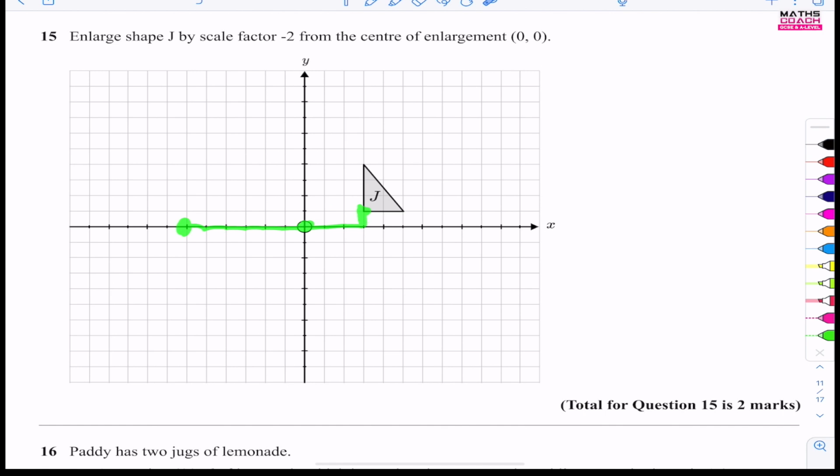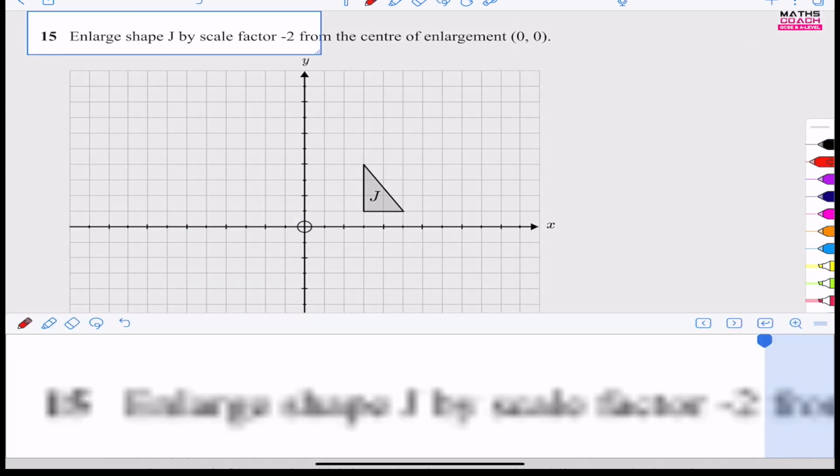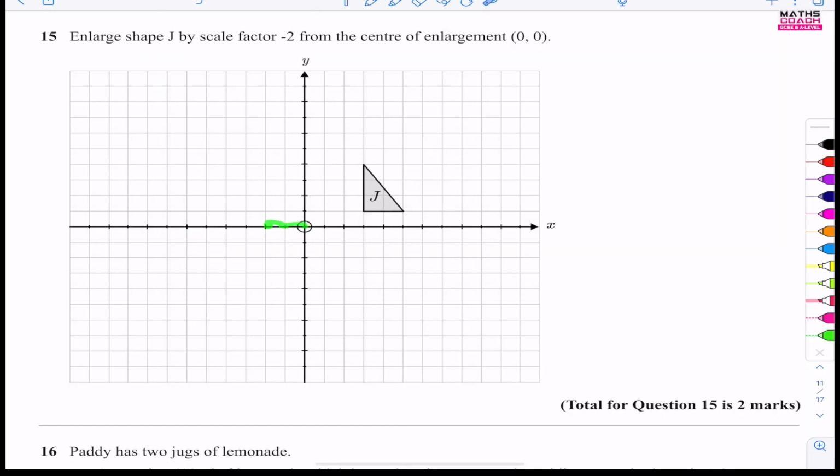So going up now, it's going up by 1, times that by 2. It's going to be going down by 2. So it ends up right here. Okay, so we're going to draw. So once again, we're going to draw 1, 2, 3, 4, 5, 6. Go down by 2 right there.